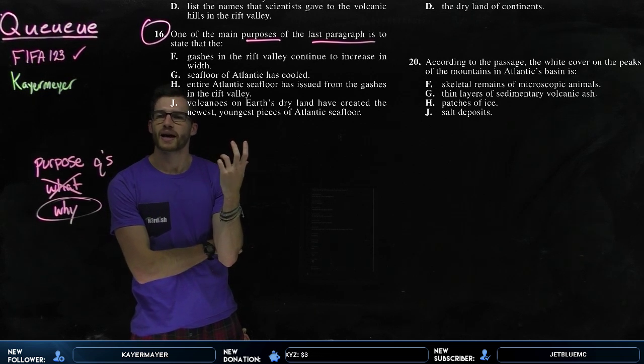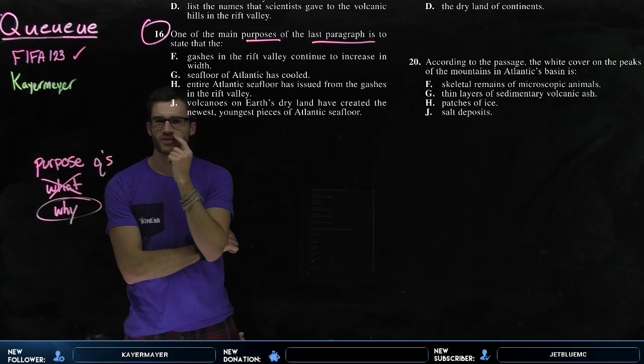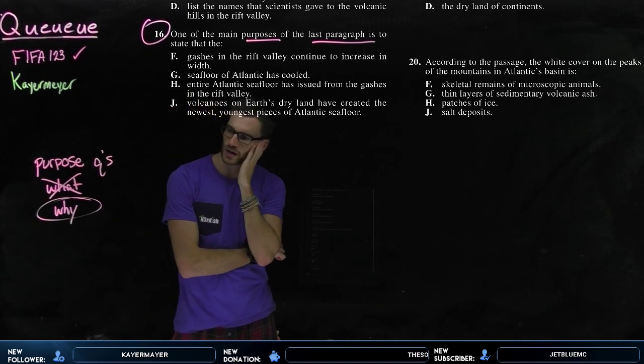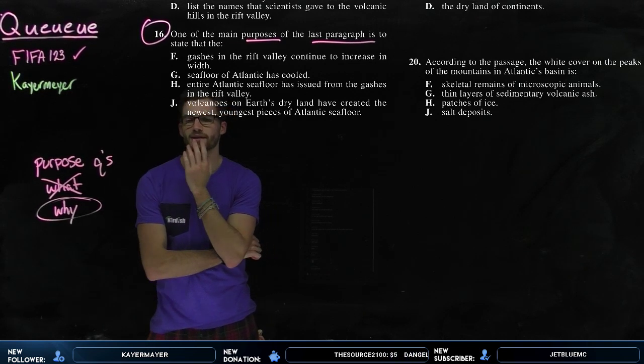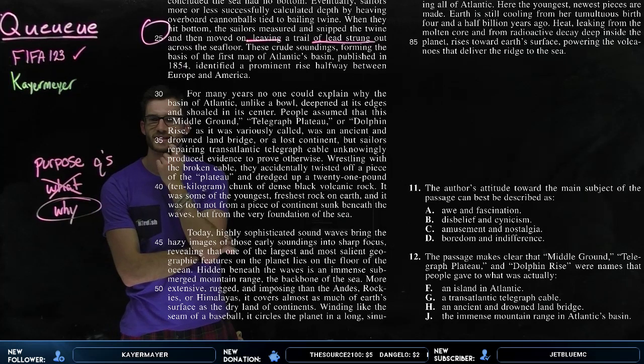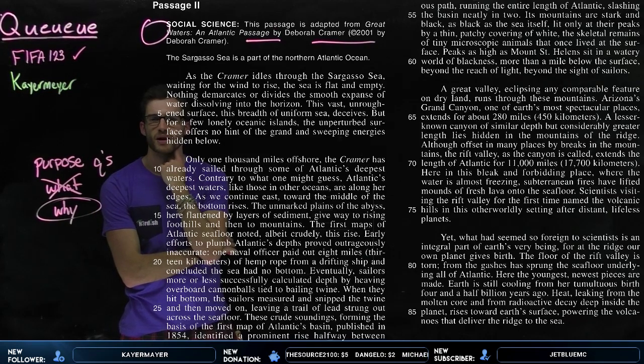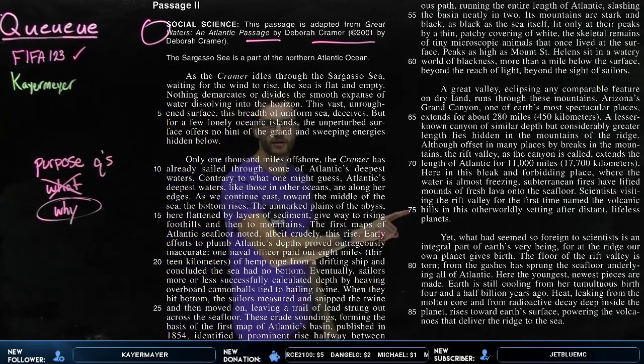F doesn't help because that's not the point. We are talking about, I think this is the seafloor one, right? Do you want to go back to the last paragraph? Yeah, let's go back to the last paragraph. Remember, it's going to be really tough. Yes, that's very true. Okay, so the last paragraph is down here.